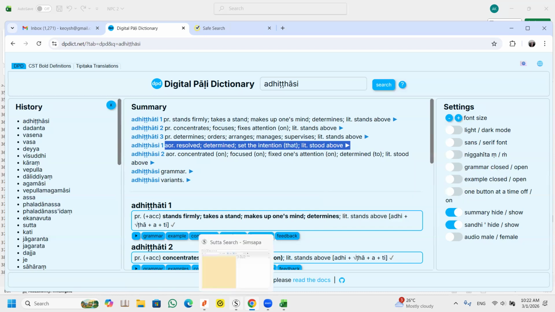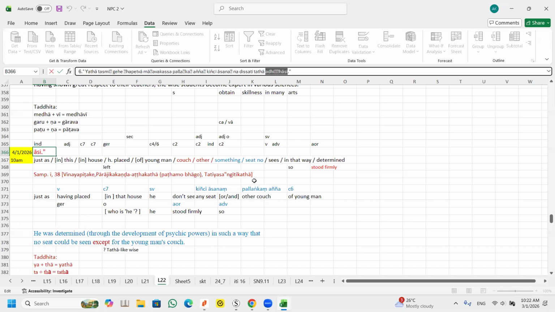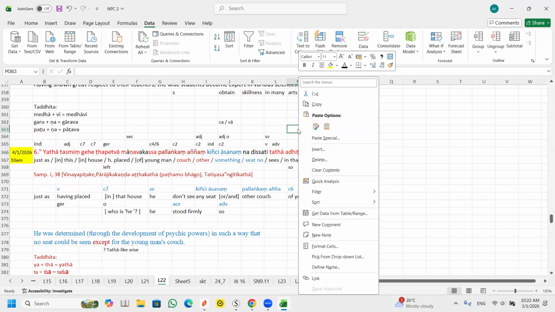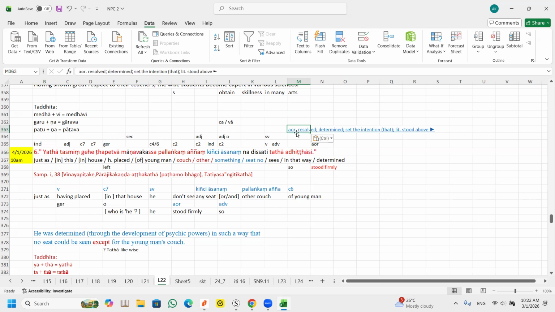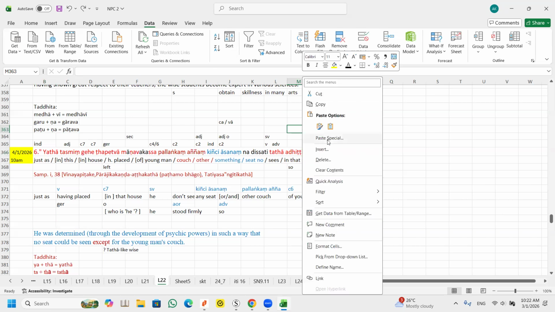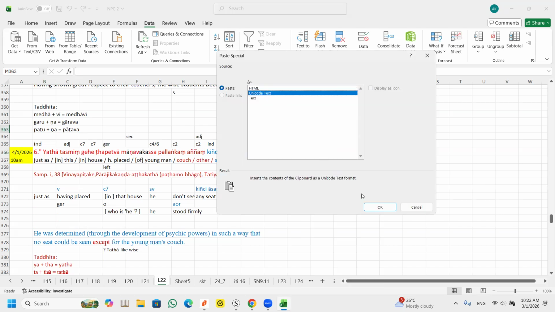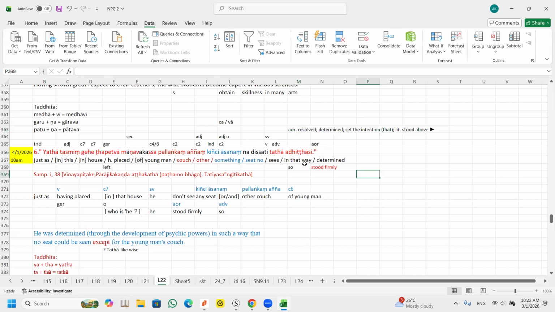Okay. Now, this part, this is the one. So we put it here. Then when you paste, normally you have to use paste special. Otherwise, you see, this one can mean resolve, determine, etc. Now we just pick one first. We take the first one: he stood firmly, because the word here literally means stood, and it is stood firmly.